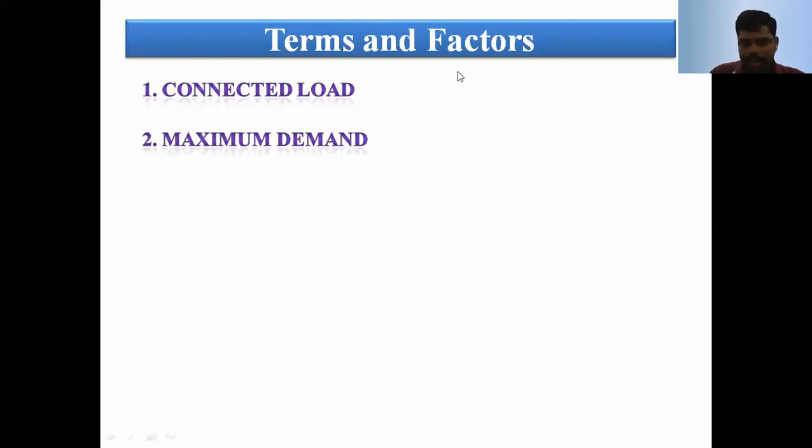For example, we can take any one power plant. Suppose this is the power station, either a thermal power plant, hydro power plant, or nuclear power plant. In that power plant, the power generation capacity is 500 megawatts. This is the example: in a particular conventional power plant, that is a thermal, hydro, or nuclear power plant, the power generation capacity is 500 megawatts.